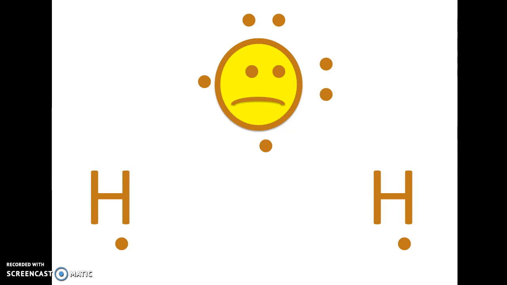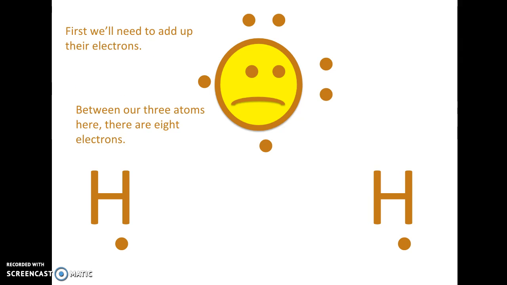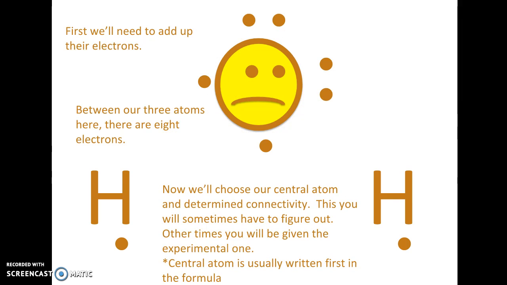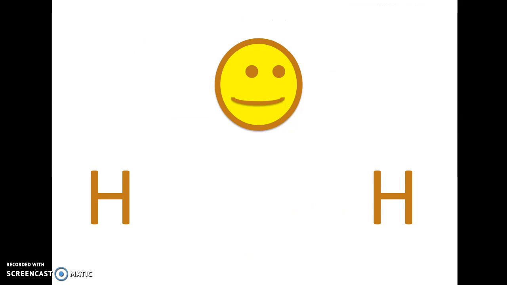First, we will need to add up their electrons. Between our 3 atoms here, there are 8 electrons. Now, we would choose our central atom and determine connectivity. This you will sometimes have to figure out. Other times, you will be given the experimental one. The central atom is usually written first in the formula. Looking happier already!